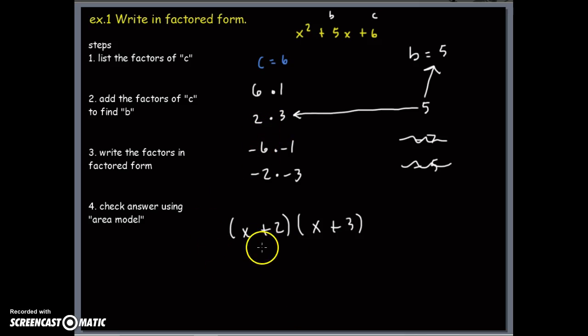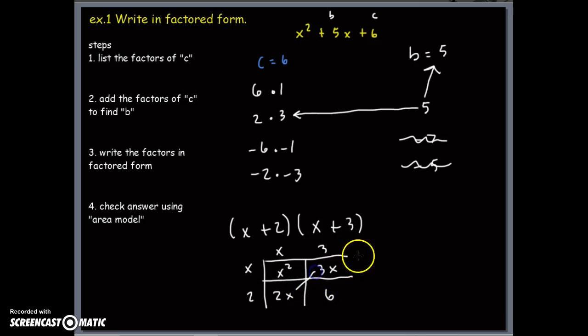If we wanted to check our answer to see if we found the correct factors, we could just set up the box. So x plus 2, x plus 3, and then we multiply our box out, and we would get x times x is x squared, x times 2 is 2x, x times 3 is 3x, and 3 times 2 is 6. These are like terms, we would add them up. x squared, and those add up to 5x, plus 6. So you can see that when we multiply them, we get the original quadratic expression.